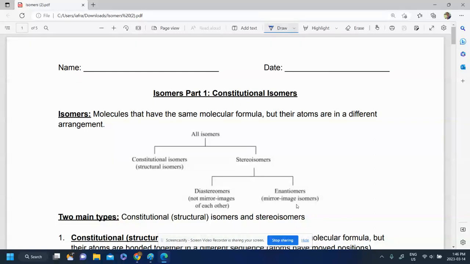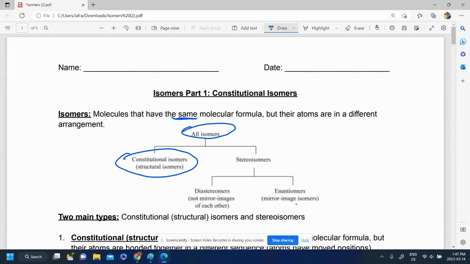In this video, we're going to study isomers. Isomers are molecules that have the same molecular formula, but their atoms have a different arrangement. So they basically have the same atomic composition. They're made of the same atoms, same type and number of atoms, but they're arranged in different ways such that they're actually different molecules. So you can look at isomers as there being two types of isomers.